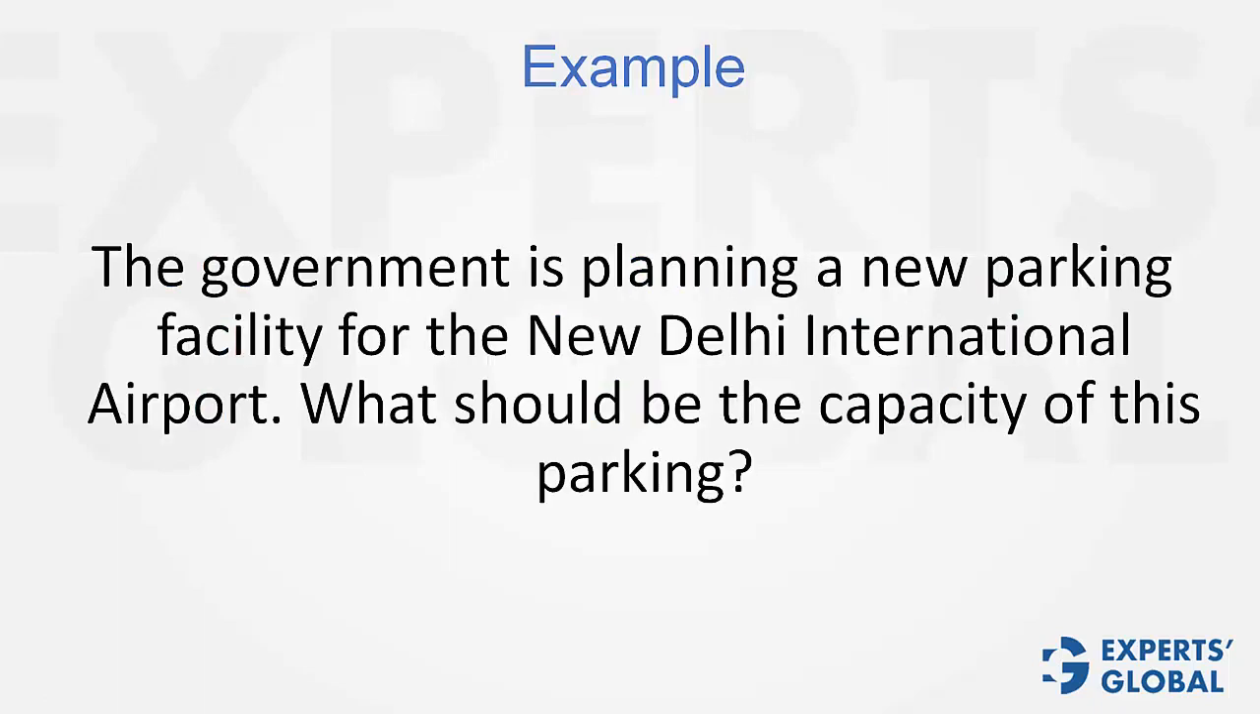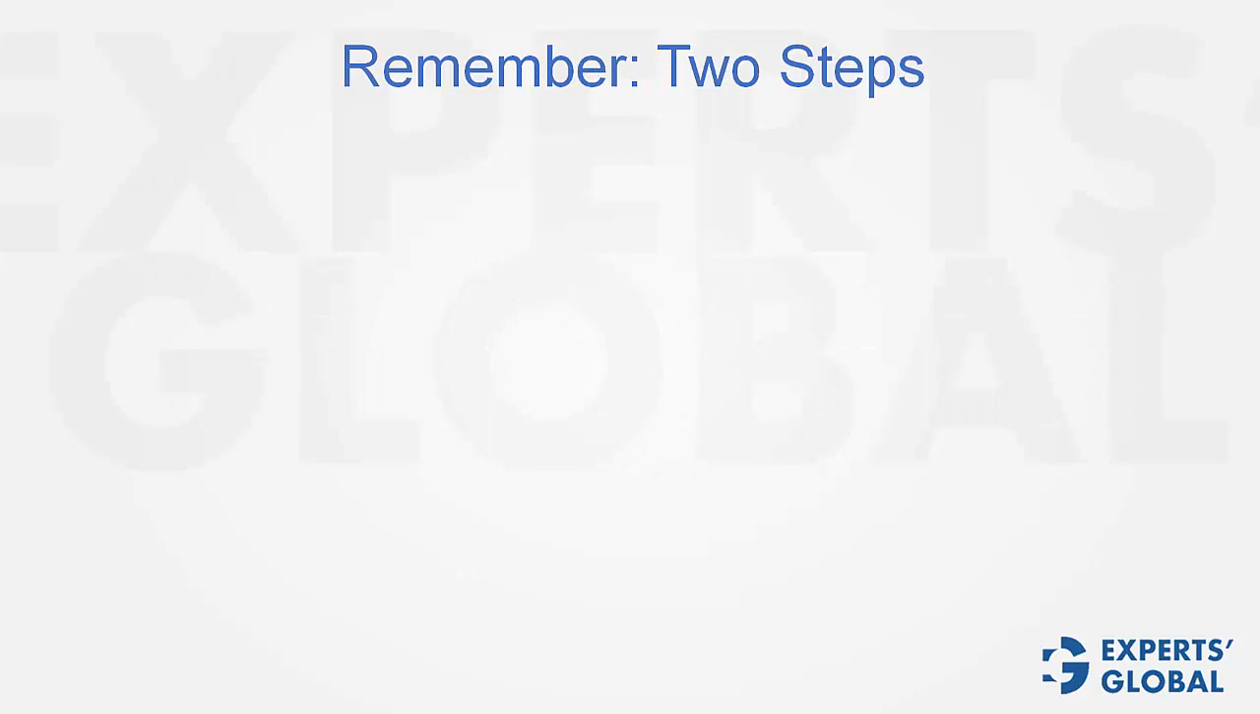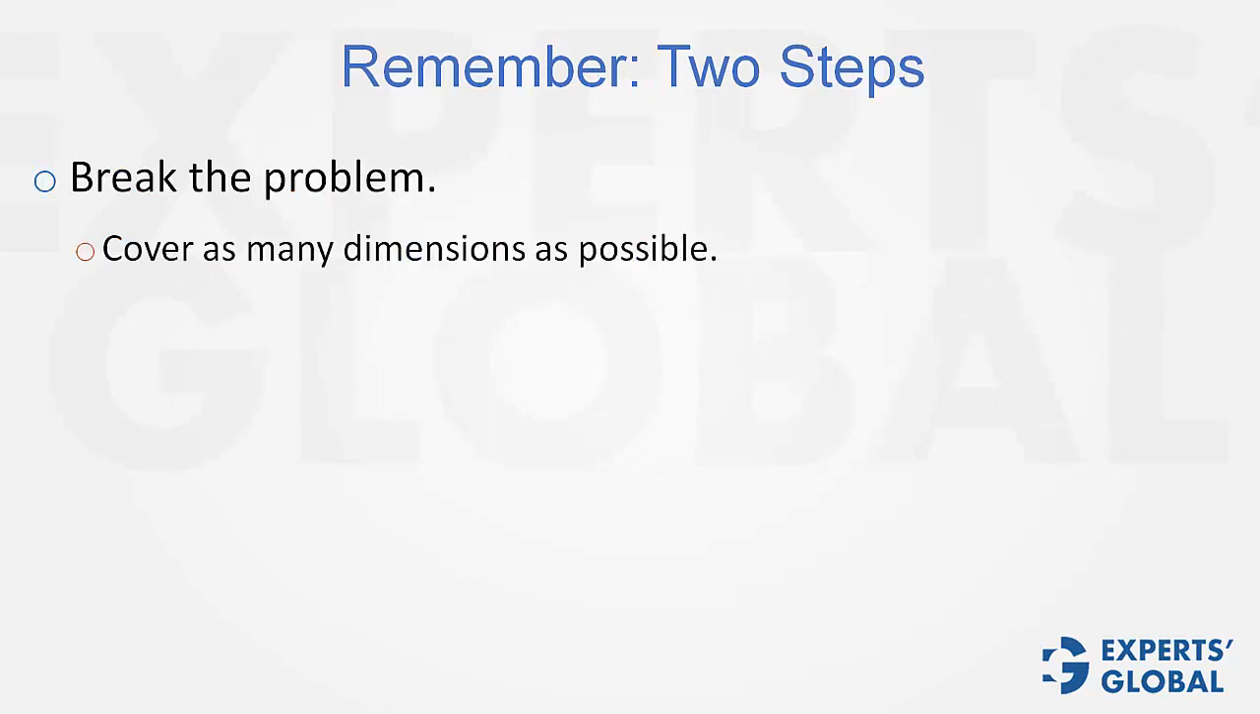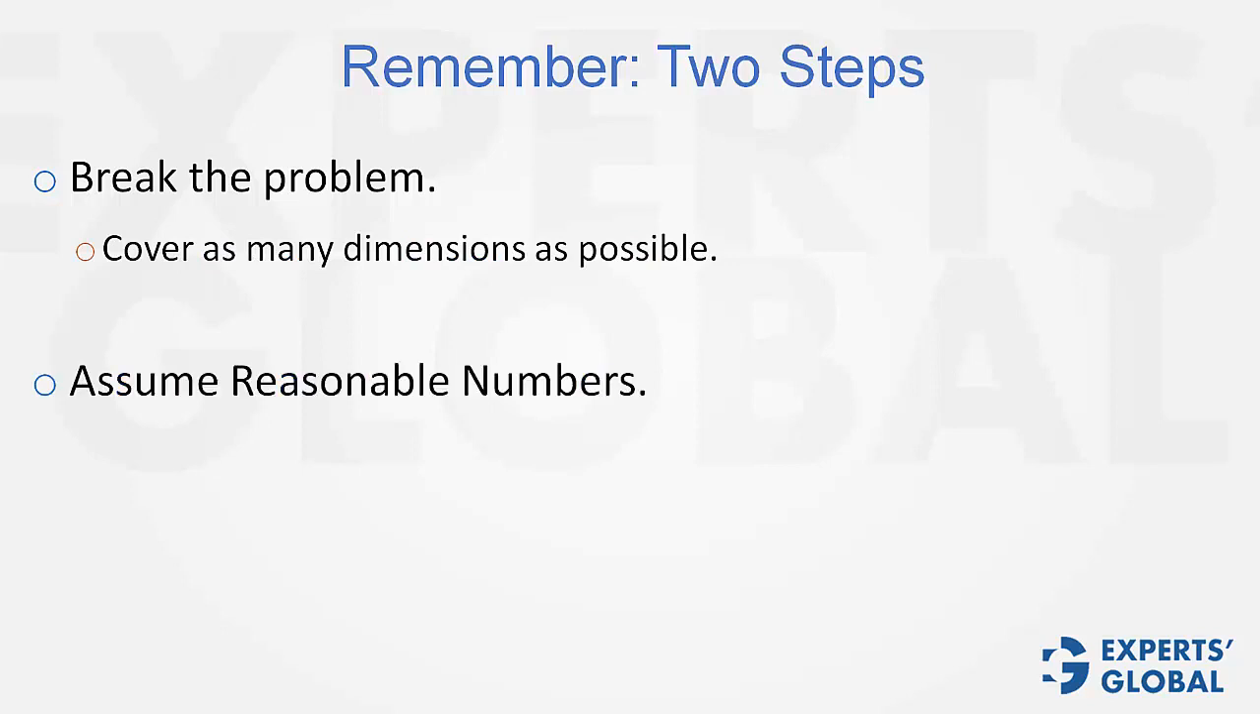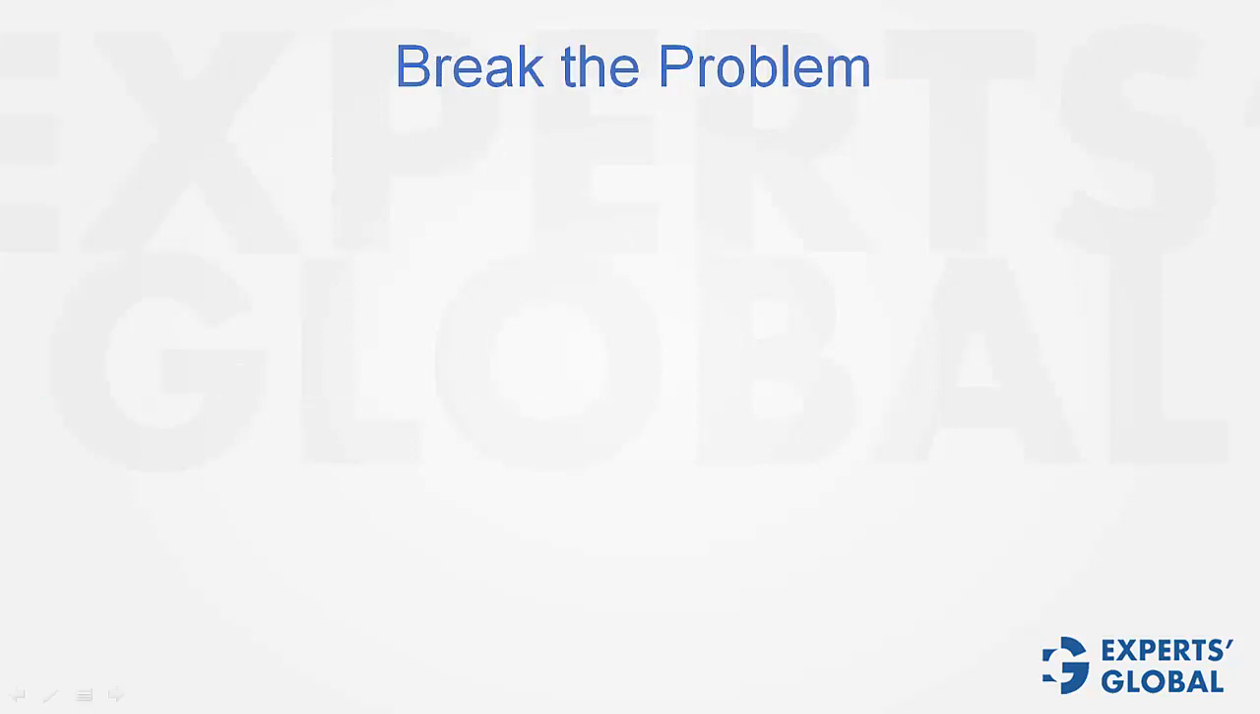An example, the same question. If you have not already solved it, please try solving it now. Remember the 2 steps. Break the problem while covering as many dimensions as possible. Assume reasonable numbers. We are breaking the problem now. We need to find the parking capacity. Let's start with the smallest element or the most logical element to begin with.